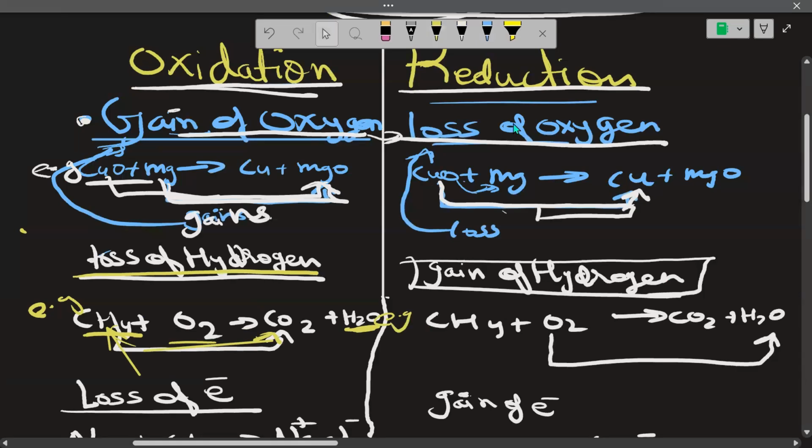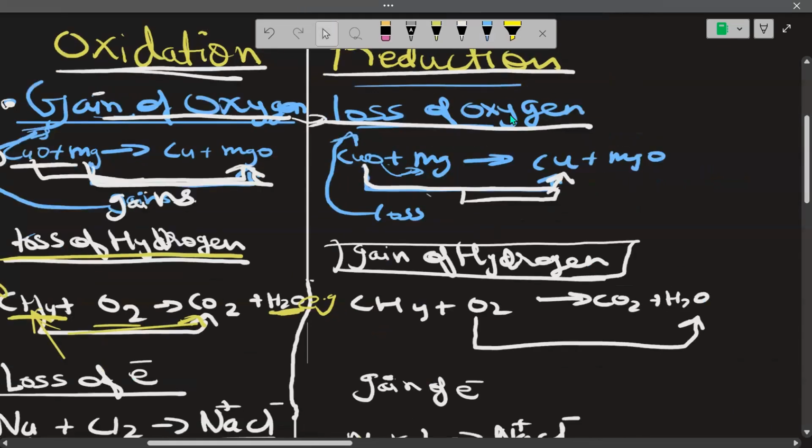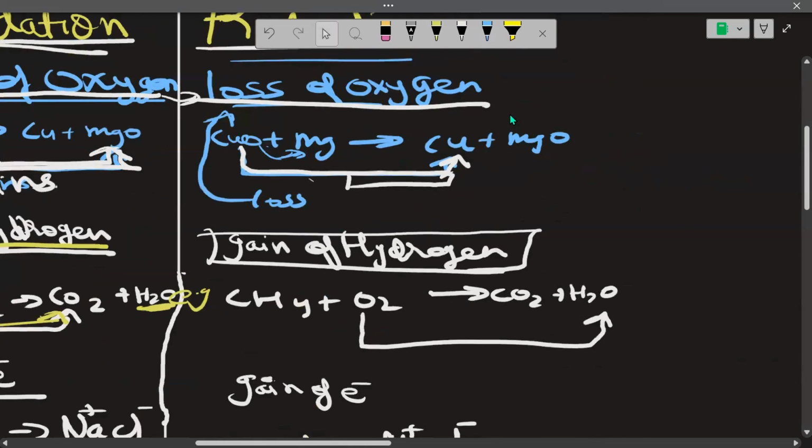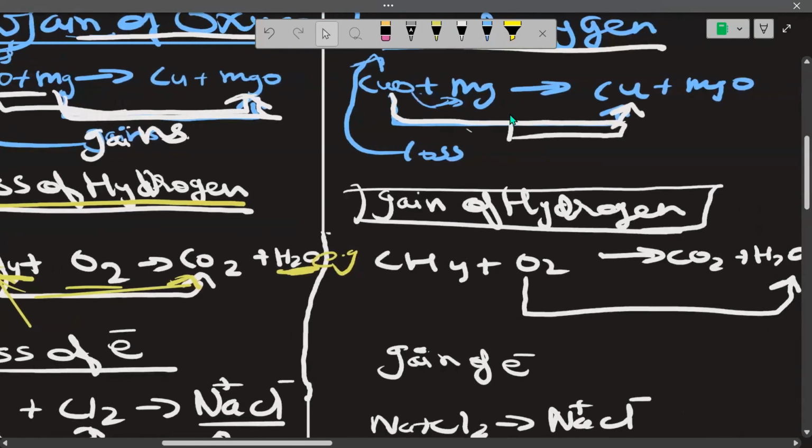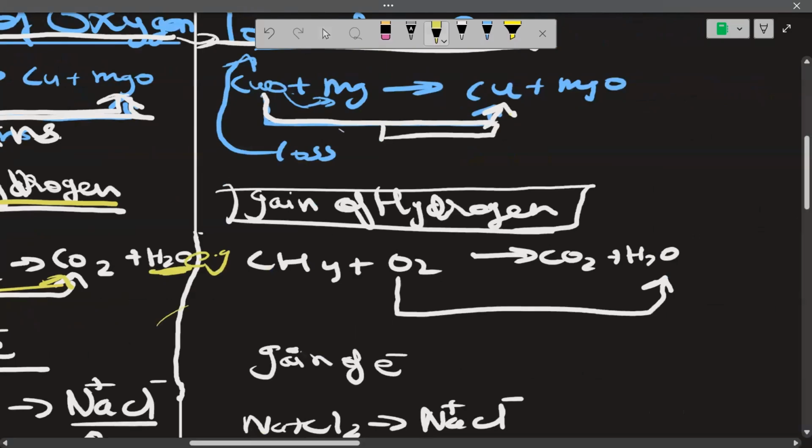The same equation from the reduction point of view: if loss of hydrogen is oxidation, then gain of hydrogen will be reduction. And if you see that oxygen gains hydrogen, so it has been reduced.